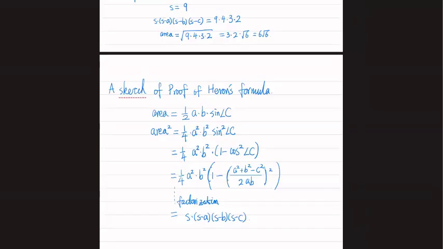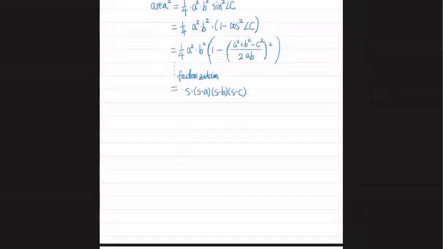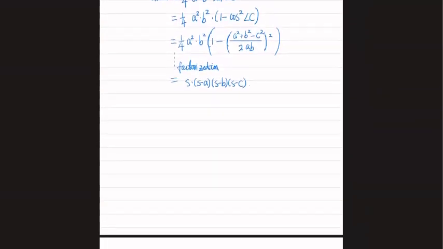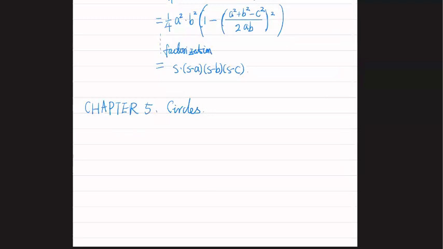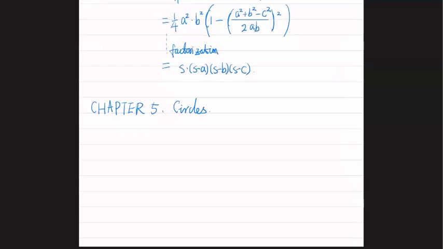Okay, so this is about the triangles and the trigonometric functions. Next, we go to circles. Chapter 5. Okay, so a circle, we have a center and a radius.